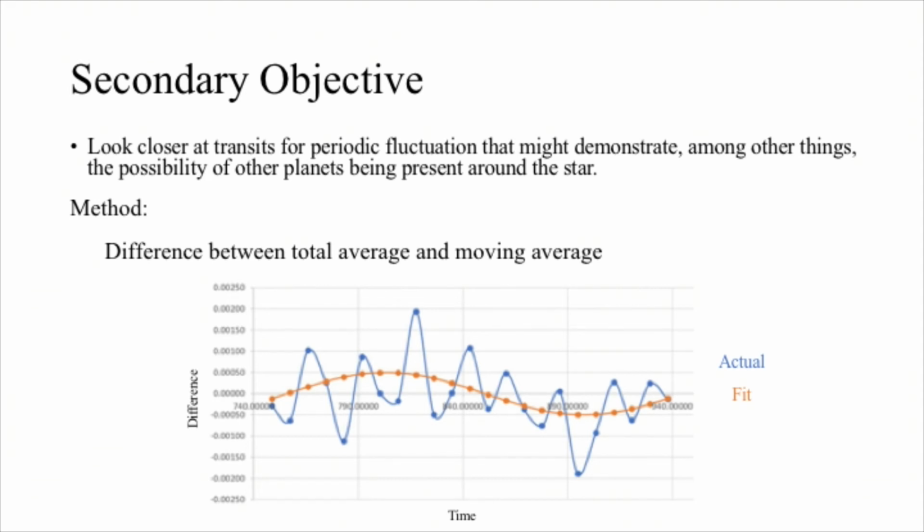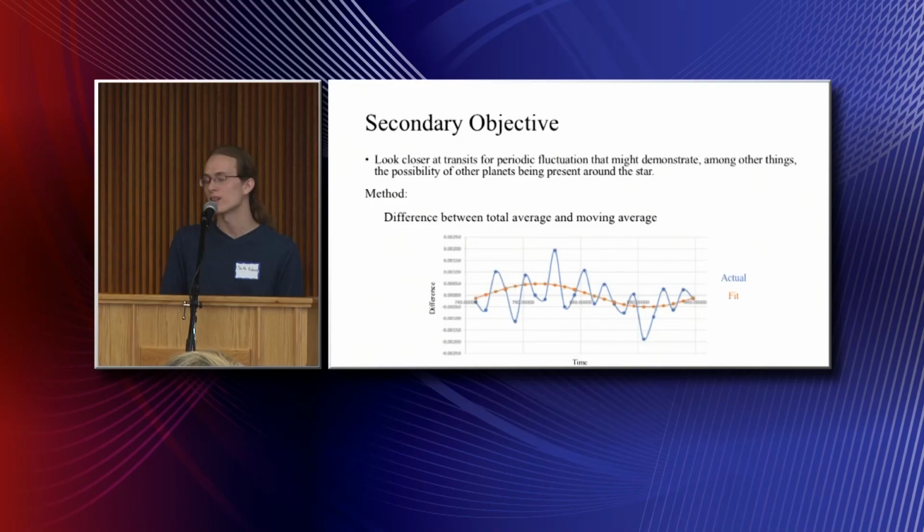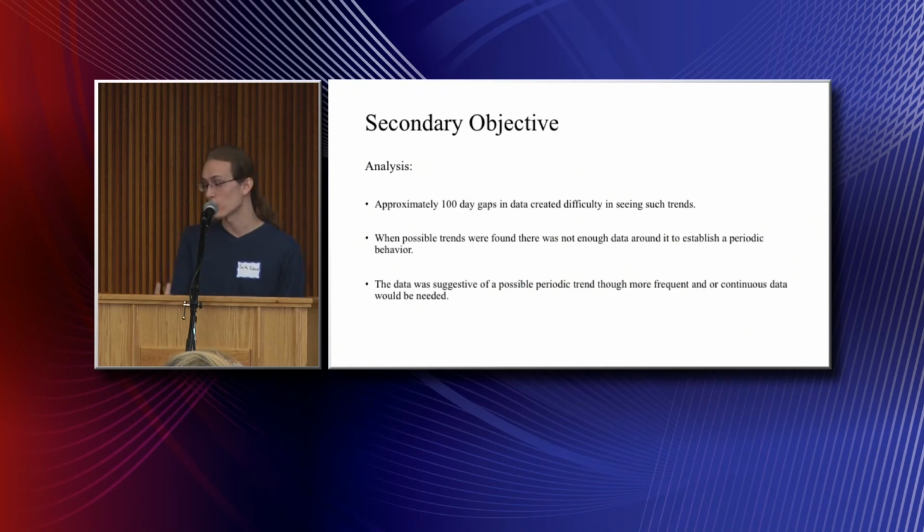But because of these 100-day gaps in our data sets, in this graph, to the left and to the right, there were gaps, and so we kept losing the possible trend right as the gaps would occur. So we think that to verify this method, or to show that a secondary planet was there, we would need a little bit more continuous data.